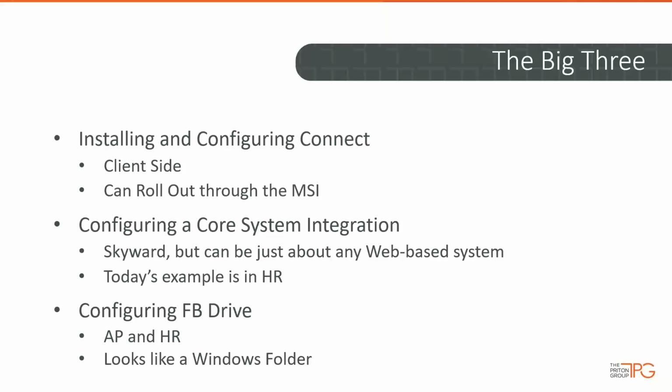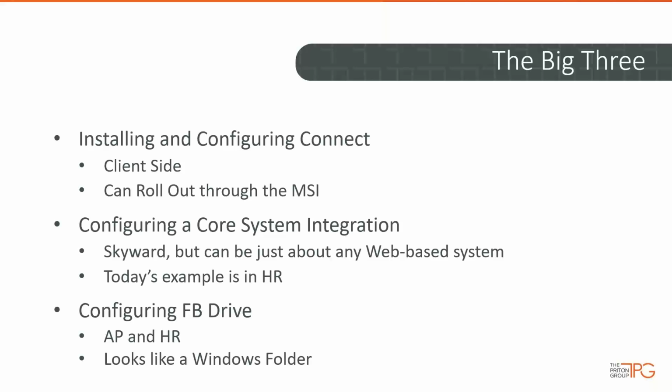Once we have Connect configured, next step would be configuring an integration with the core system. So in our example today, we'll be looking at Skyward, but we can usually connect to just about any web-based system. And in today's example, we'll be focusing on HR, but we can integrate with a number of different solutions, whether it's HR, AP, or something else entirely.